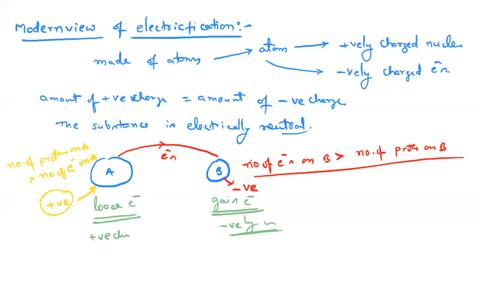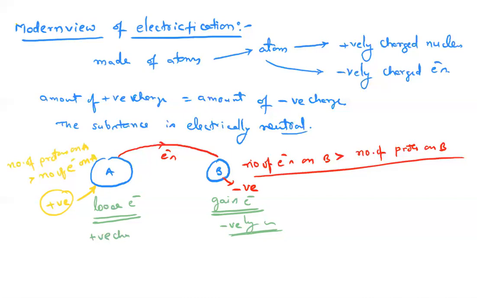An atom consists of positively charged protons, which are in the nucleus, and electrons revolving around the nucleus. If the substance is electrically neutral, then the number of electrons surrounding the nucleus will be equal to the charge of the nucleus. Now suppose you take two substances, and during the process of electrification, some of the electrons will be transferred from one body to the other, or some body will lose its electrons.